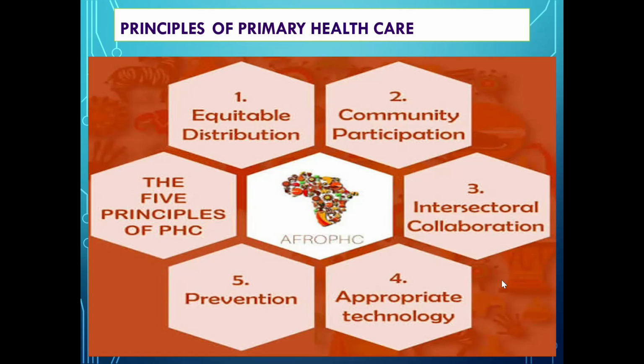Now we'll see what the basic principles of PHCs are. PHC is set up with certain basic understandings and principles. It should have an equal distribution. It should be equal for everyone. So equitable distribution should be there. Based on that criteria, it has been decided that it should be given to around 30,000 people living in an area, and it should be for all the people there.